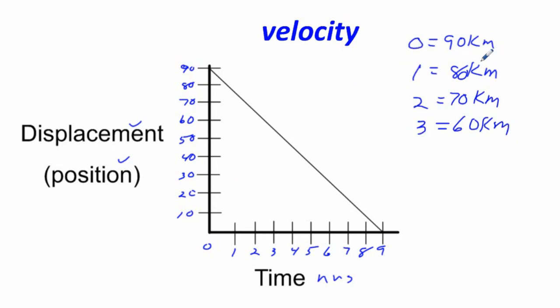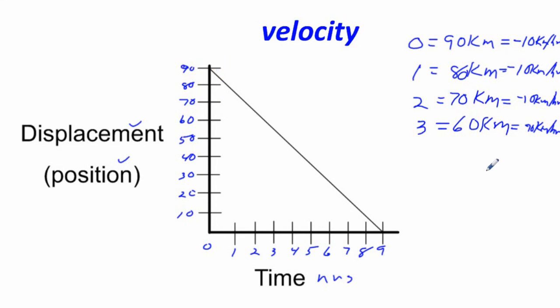Okay. Now we're going negative 10, right? So we're moving at negative 10 kilometers per hour. This one, when going from 90 to 80, would be negative 10 kilometers per hour. This one would be negative 10 kilometers per hour. This is interesting because with velocity, we can actually get negative numbers. You cannot do that with distance. Distance cannot be negative.